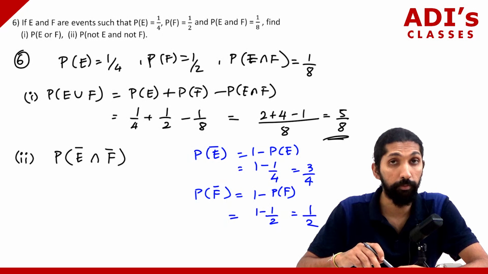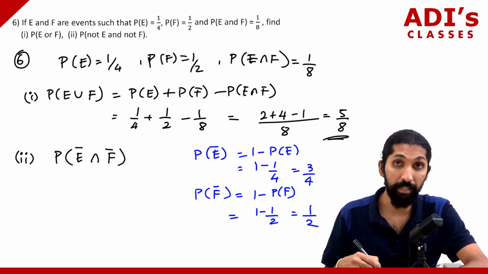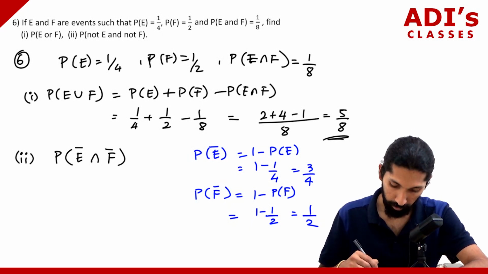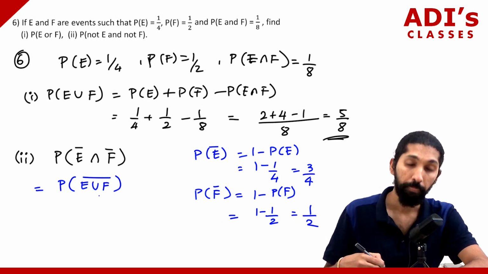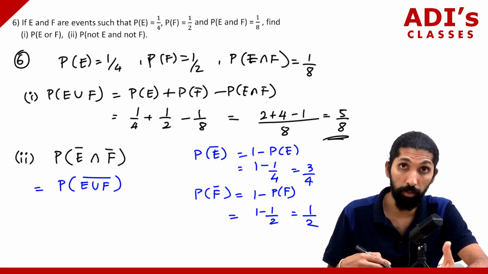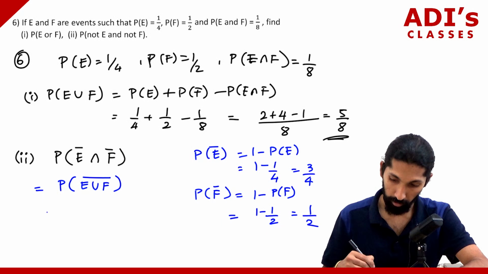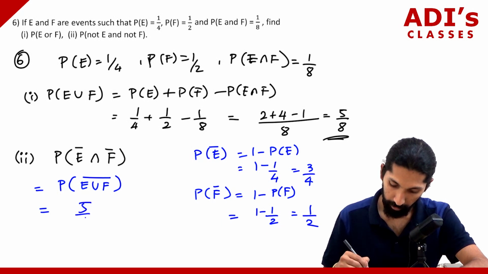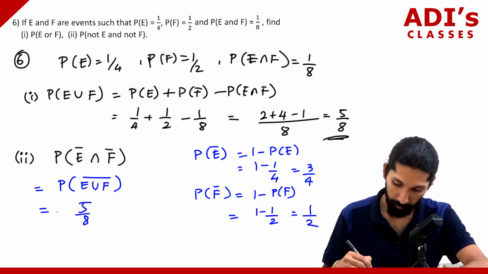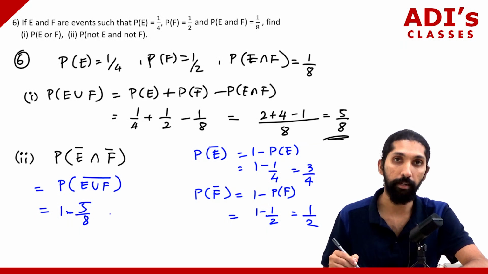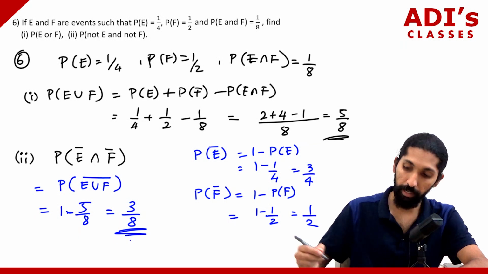Now we have complement of these two, isn't it? See, when we have P(E complement intersection F complement), we can also write this as P((E union F) whole complement). If you remember, this is De Morgan's law, which you have learned last year. So (E union F) whole complement, 5 by 8 is what? P(E union F). So 1 minus 5 by 8, which is going to be 3 by 8. So 3 by 8 is the answer.